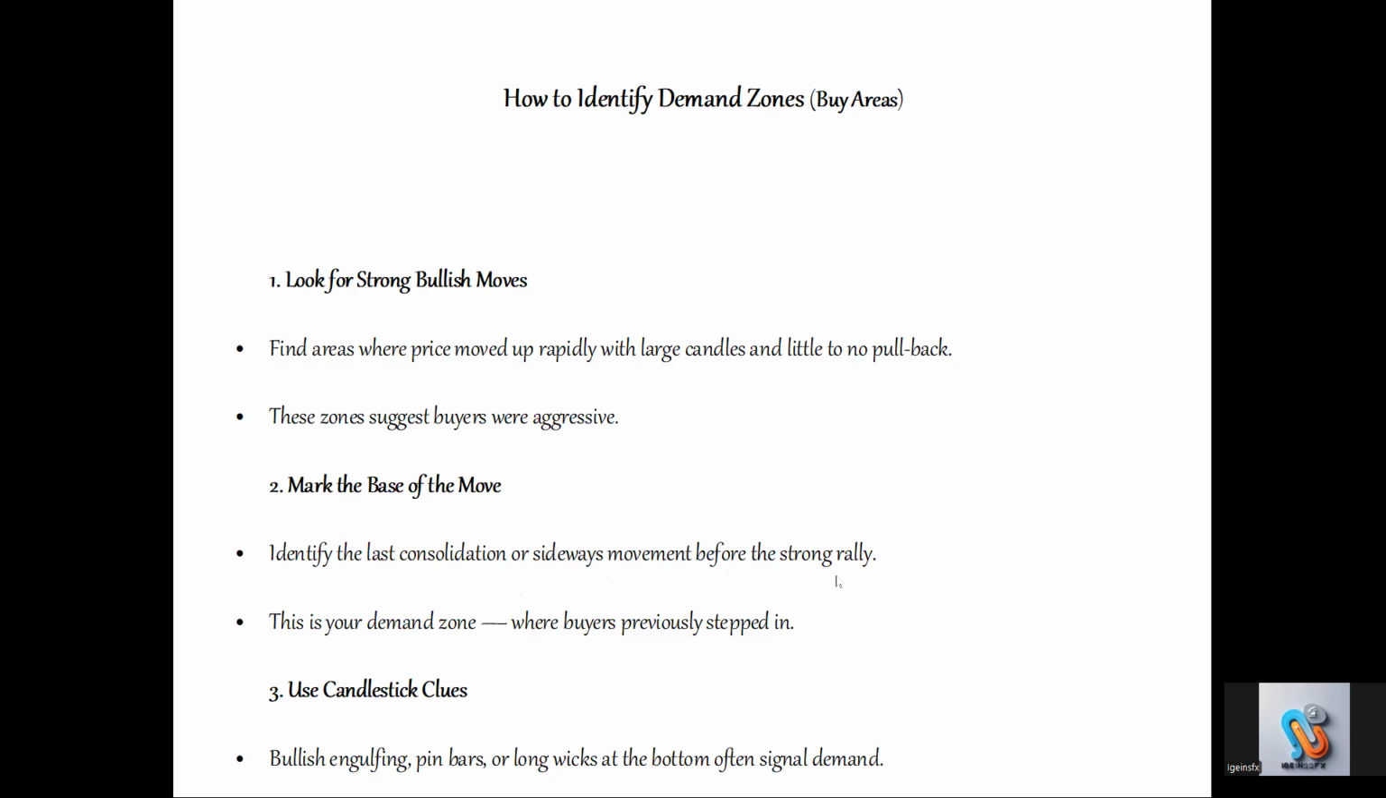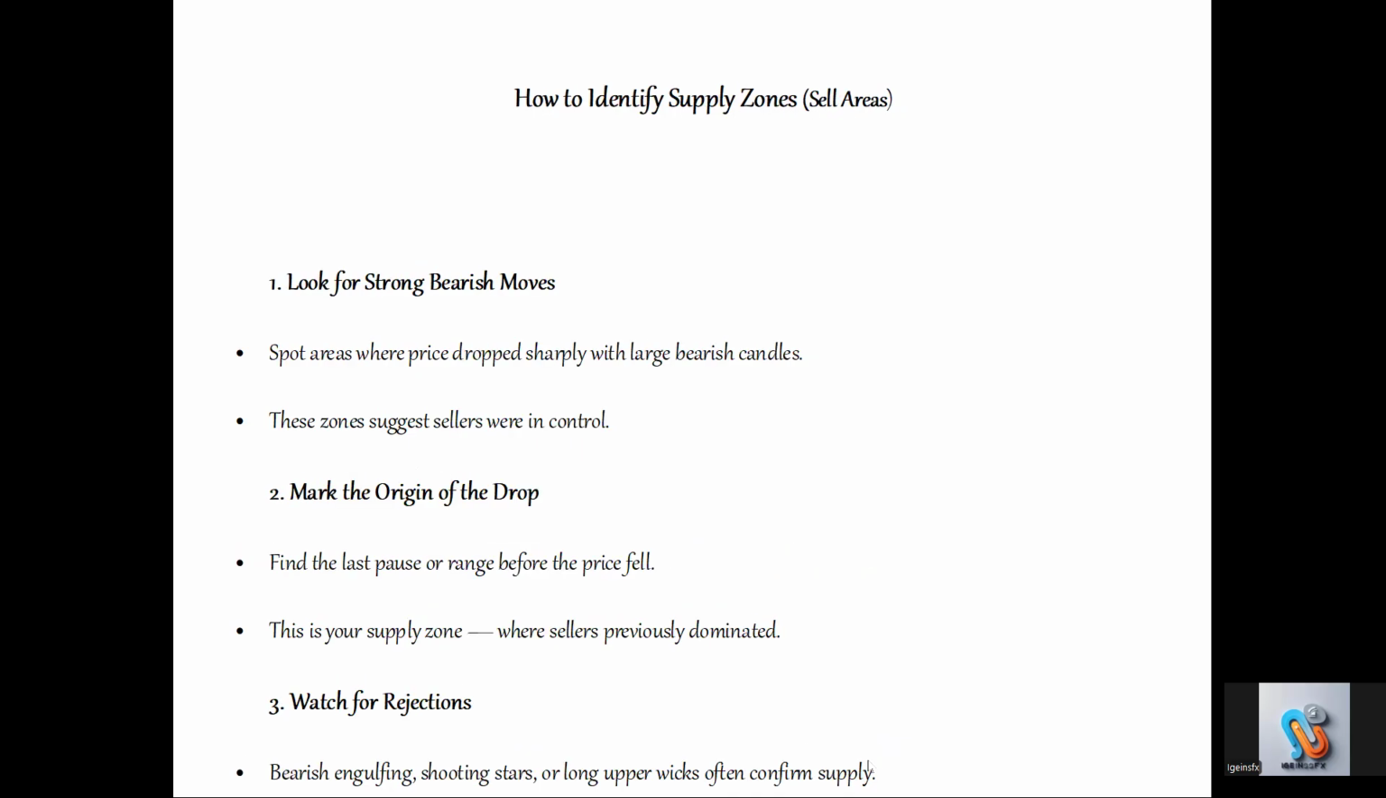When we say rally, we mean after that consolidation or sideways move, you now see a strong push to the upside and price starts going. Then we say it rallies, and that rally means momentum. This is your demand zone where buyers previously stepped in. Use candlestick clues as well. Bullish engulfing, pin bars, or long wicks at the bottom often signal demand, buying pressure.